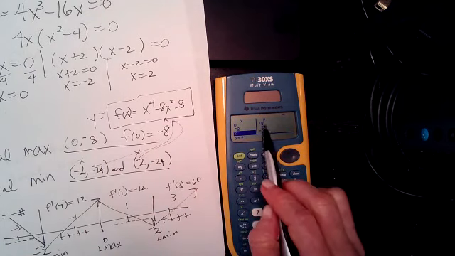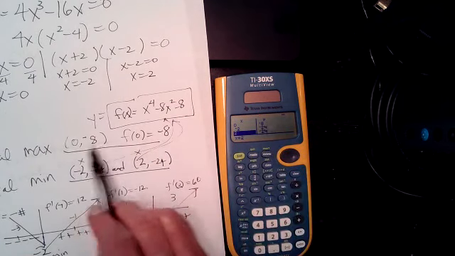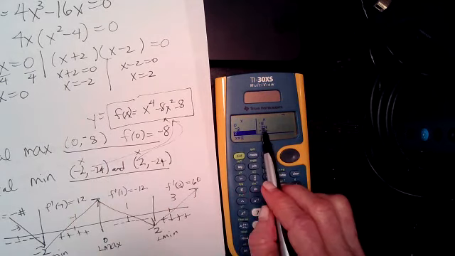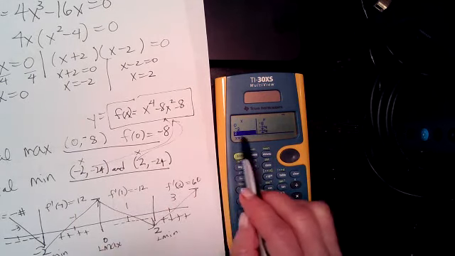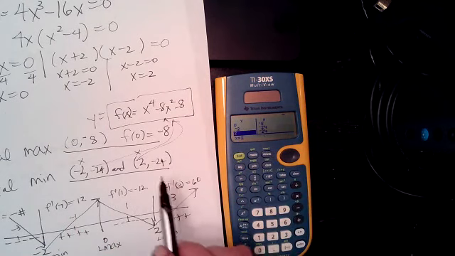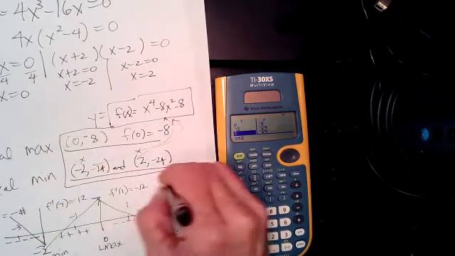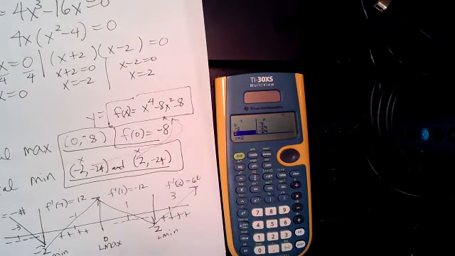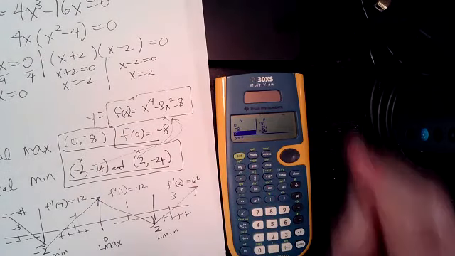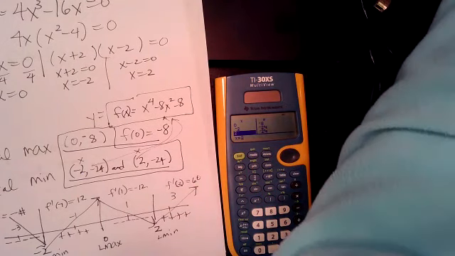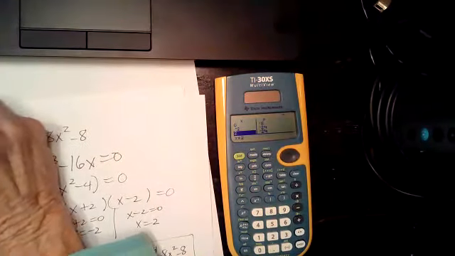So when I plug in 0, I got a negative 8 out. So that made me (0, negative 8). Plugged in negative 2, I got a negative 24. When I plugged in positive 2, I got a negative 24. So these are my answers. Okay, local max and local min. And this is problem 6.